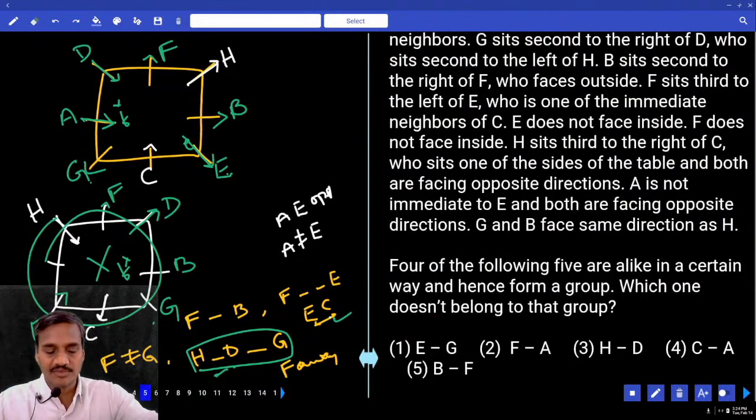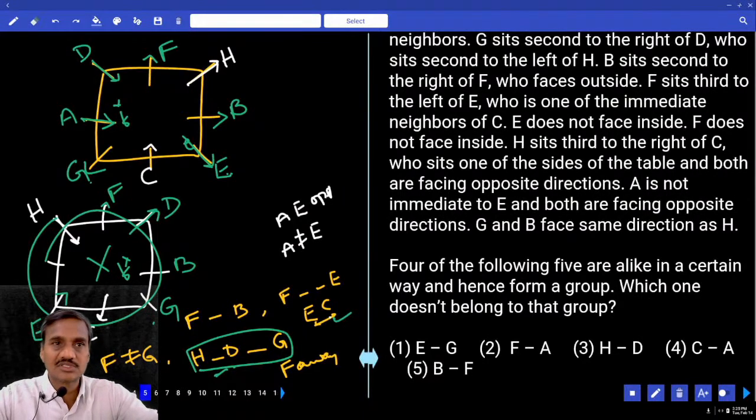And for the fifth, which one of the following is the odd one out? E and G. Now between E and G, how many people? There is exactly 1. F and A, 1 person. H and D, there is 1 person. C and A, there is 1 person. B and F again, there is 1 person. Hence, the number of persons is the same in all the choices.